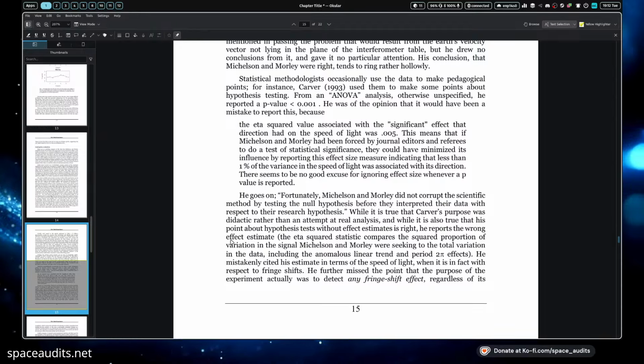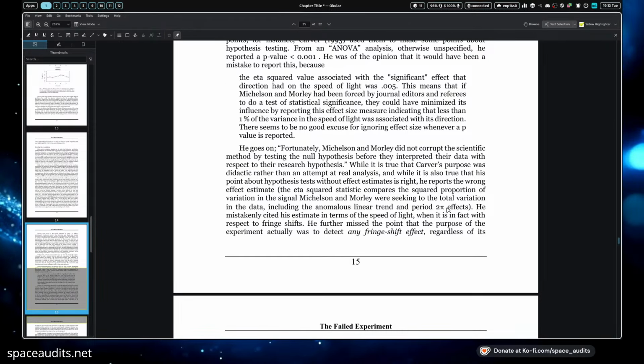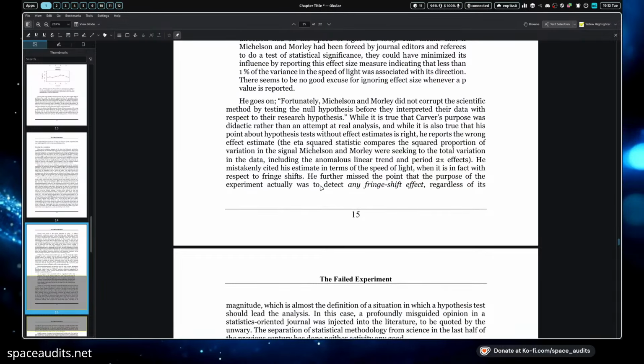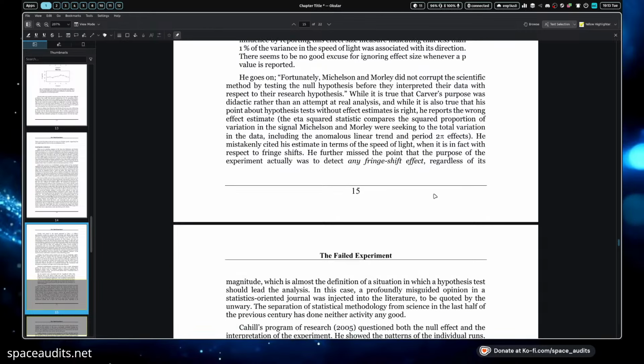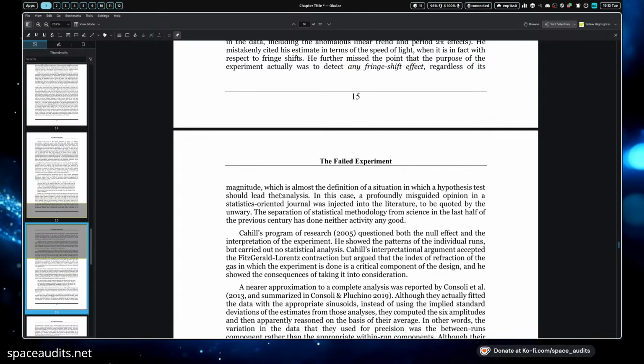He reports the wrong effect estimate. The eta squared statistic compares the squared portion of the variation of the signal Michelson and Morley were seeking to the total variation in the data, including the anomalous linear trend and the period 2 pi effects. He mistakenly cited his estimate in terms of the speed of light, when it is in fact with respect to the fringe shifts. He further missed the point that the purpose of the experiment was actually to detect any fringe effect, regardless of its magnitude, which is almost the definition of a situation in which a hypothesis test should lead to an analysis.